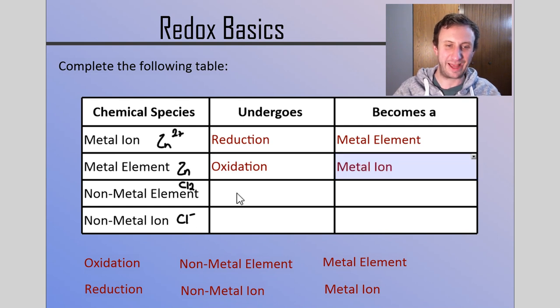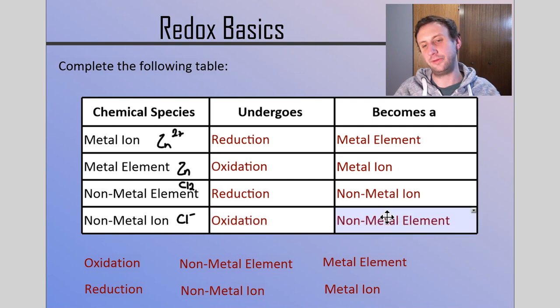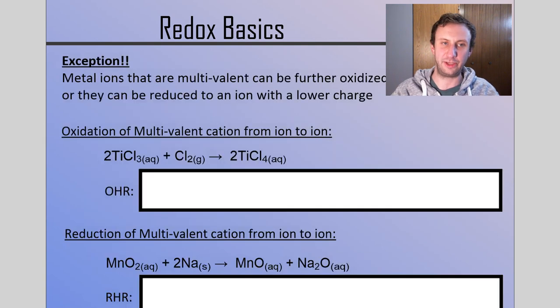If I have a non-metal element, that would go through reduction in order to become a non-metal ion. And if I had a non-metal ion, that would go through oxidation, right? It would lose electrons in order to become a non-metal element. So I don't know if that helps, but that's the typical species that we have in terms of chemicals, and then the process they go through, and then what they become.